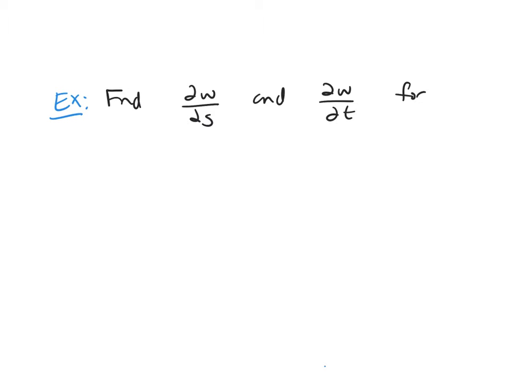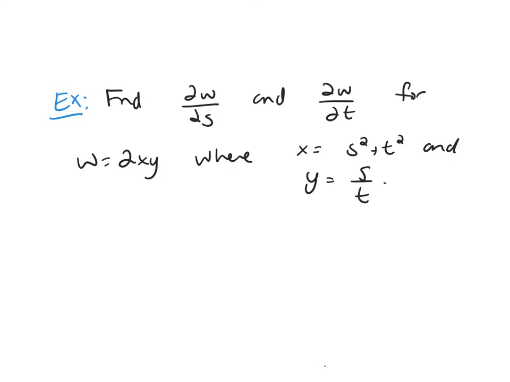Let's look at another example where we're finding derivatives now. So let's find the partial derivative of w with respect to s and the partial derivative of w with respect to t for w equals 2xy, where x is s squared plus t squared and y is s over t.